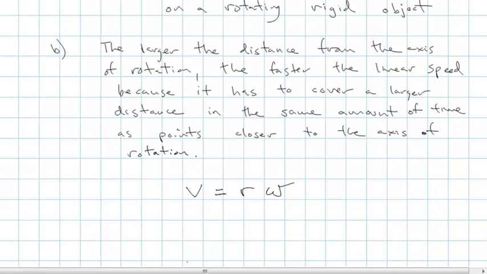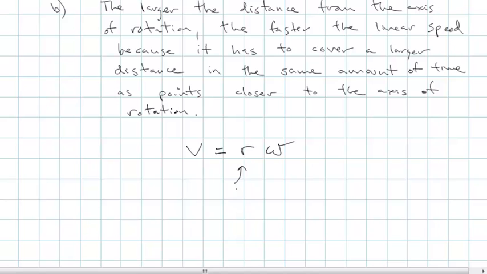So omega is the same for every point on a rotating object, but the ones that are further away from the axis of rotation have a larger linear speed. r is the distance to the axis of rotation, and omega must be in radians per second. I told you with kinematics equations you could choose degrees, radians, revolutions, whatever made sense for the problem. But for this relationship, omega must be in radians per second.